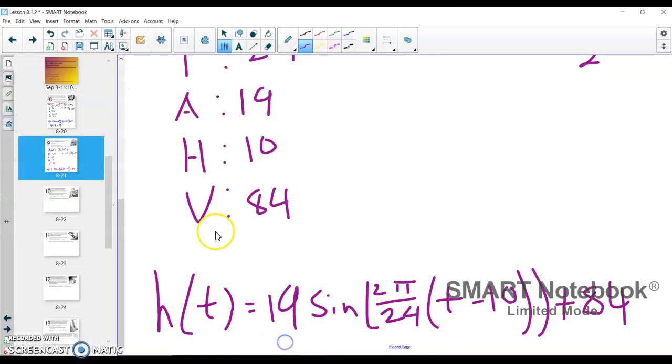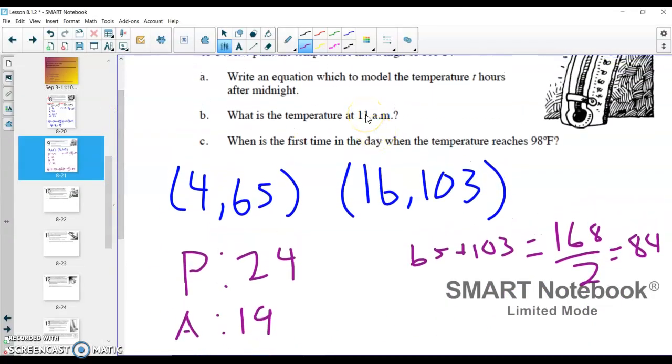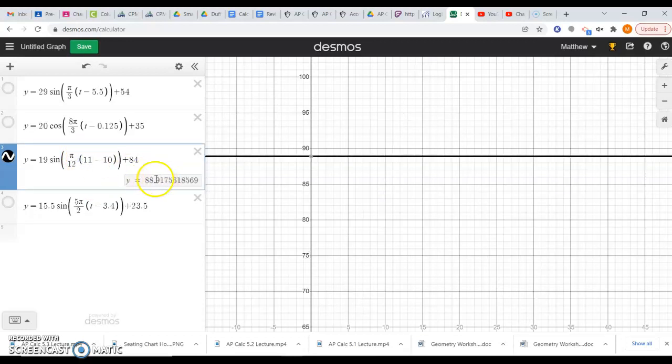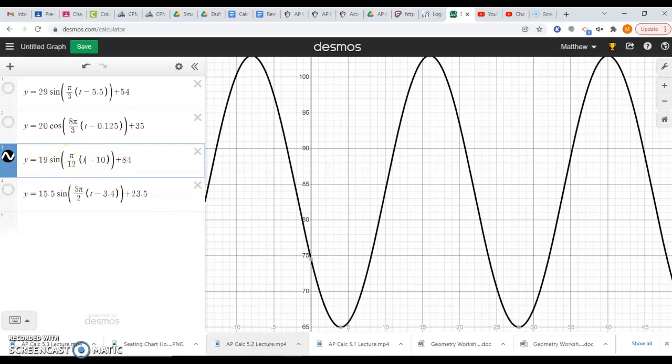The first question asks us, what is the temperature at 11 a.m.? 11 a.m. is 11 hours after midnight, and so that's a t equal to 11. I'm just going to plug in 11 for t, similar to a problem we did yesterday. That tells me that the temperature at 11 a.m. is 88.91, or sorry, if I round it, 88.92 degrees. Okay, very cool.